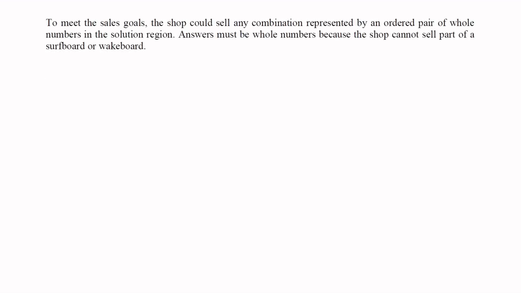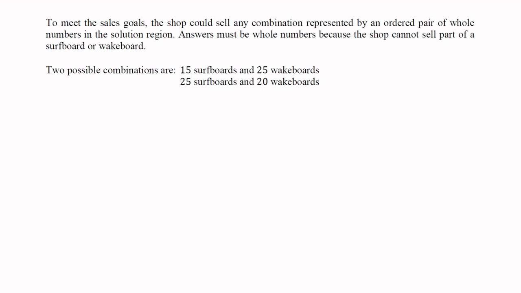To meet the sales goals, the shop could sell any combination represented by an ordered pair of whole numbers in the solution region. Answers must be whole numbers because the shop cannot sell part of a surfboard or wakeboard. Two possible combinations are 15 surfboards and 25 wakeboards. You could also sell 25 surfboards and 20 wakeboards. Those are both solutions that fall within our solution region.